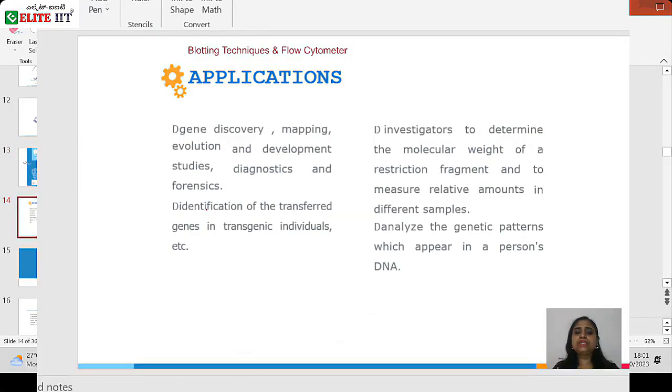So southern blotting can be utilized in any process where you have to identify the DNA. In the gene discovery, mapping, evolution, development, studies, diagnostic studies, forensic science, everywhere you can use this type of method in order to identify the DNA.